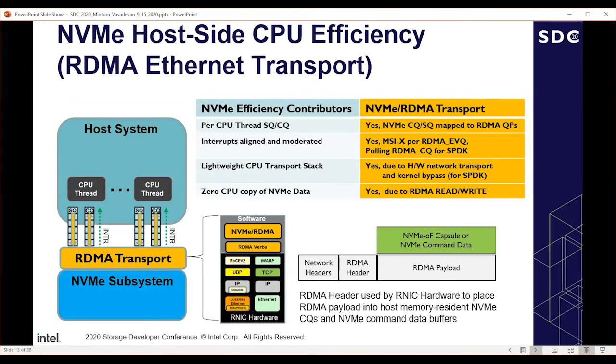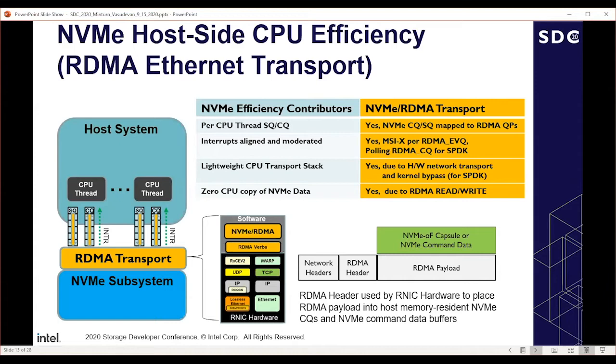So if you look at this for RDMA, these same contributors, what you see is with RDMA, the mapping was defined to have the submission and completion queues mapped directly onto an RDMA queue pair. So there again, it's paired, and that queue pair is aligned with the CPU thread. If you have multiple queues, each CPU thread would have one of these queues. The interrupts associated with that are aligned, so the interrupt on those RDMA queue pairs comes back on the same CPU that the submission was mapped onto. Again, with SPDK it polls the RDMA completion queue that's mapped to the submission queue.